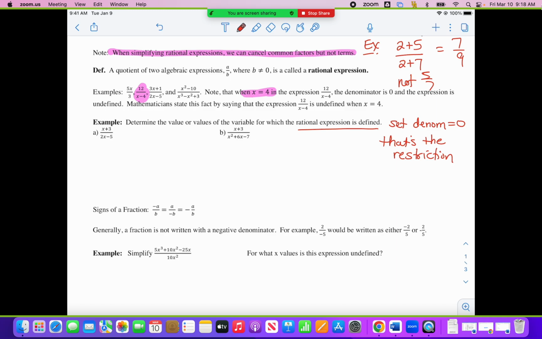So, in the first one, I'm going to set 2x minus 5 equal to 0. Oh, this is super cool. You can see why back in Algebra 1 you were solving these equations. Okay, so now you can see your prerequisite skills, and I'm getting x equals 5 halves. So my domain is going to be all real numbers except when x is 5 halves. Does that make sense? Because if I put 5 halves in, I'd be dividing by 0.